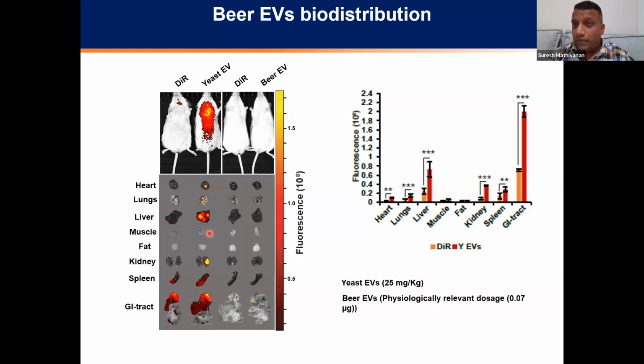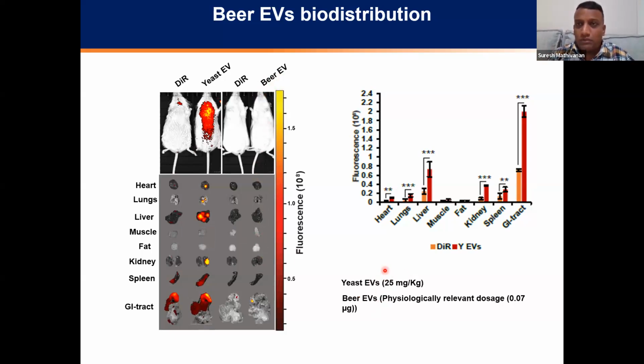They are able to survive the gut and reach other organs. But when you give beer, which is like 2 standard drinks, which is normally consumed in Australia, none of these EVs are able to survive, because there's a very low amount of EVs in beer, right? As you can see here.